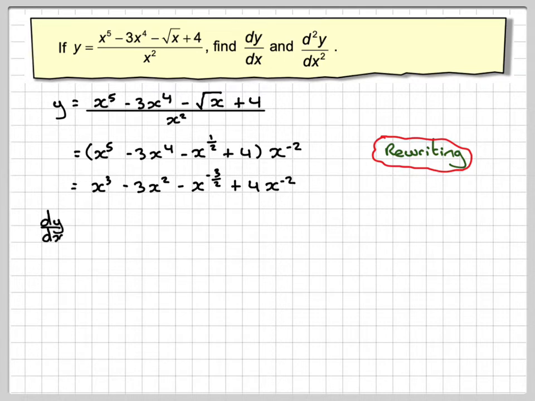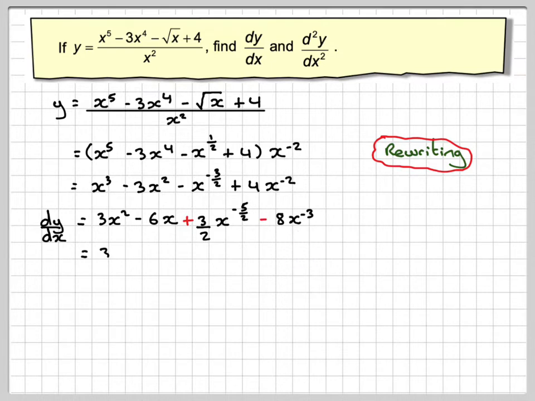We can now differentiate. So that will become 3x squared minus 6x. This one will become plus 3 over 2 x, and we take 1 from the power, it becomes minus 5 over 2. This becomes minus 8 over x to the minus 3.